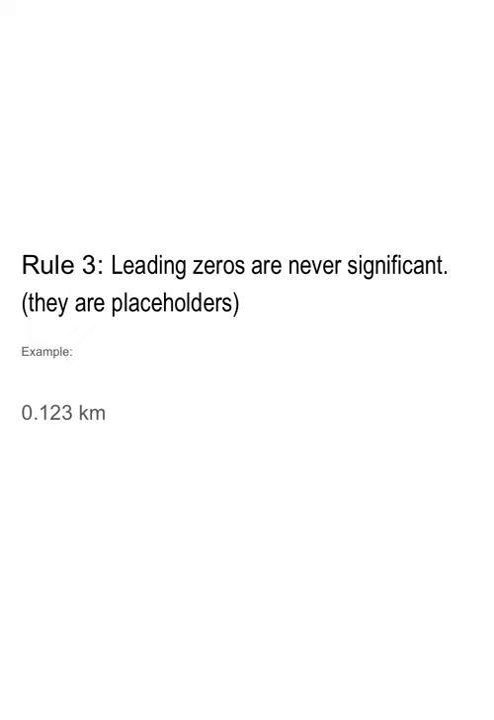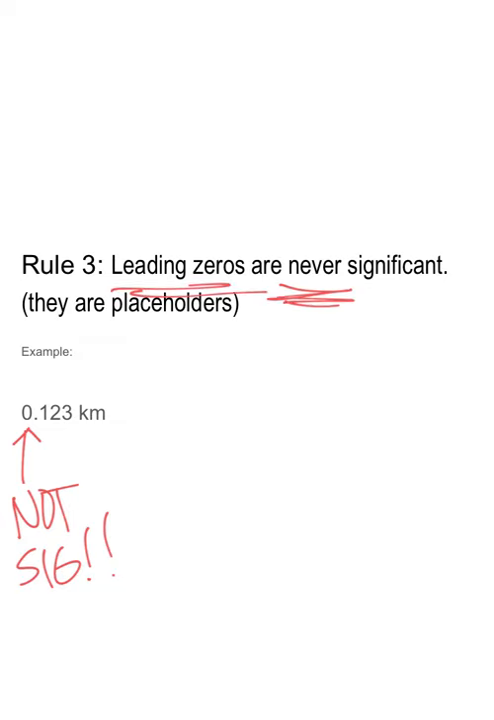What we see here is a measurement of 0.123 kilometers. This 0 is before the first non-zero digit, so it is not significant. It is a leading zero, and leading zeros are never, ever, ever significant. So we look, the 1, the 2, and the 3 are all non-zero numbers. Here we have three significant figures.